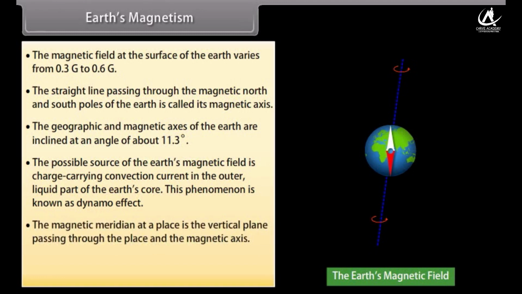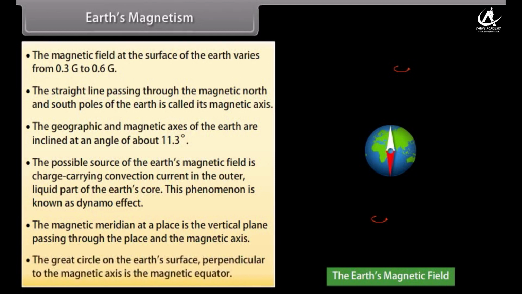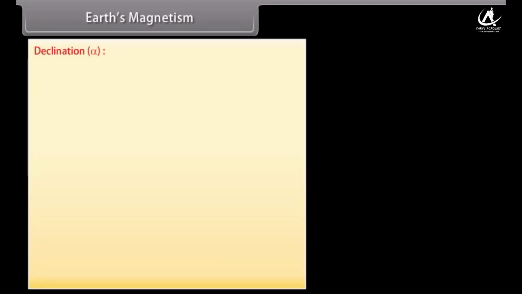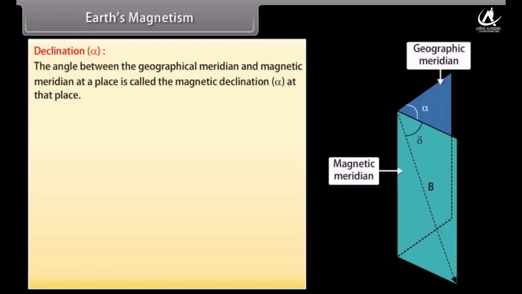The magnetic meridian at a place is the vertical plane passing through the place and the magnetic axis. The great circle on the Earth's surface perpendicular to the magnetic axis is the magnetic equator. Declination alpha. The angle between the geographical meridian and magnetic meridian at a place is called the magnetic declination at that place. Angle of dip delta.